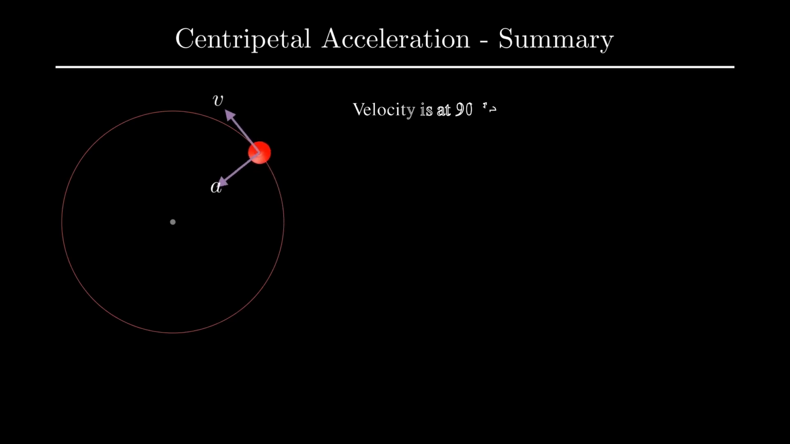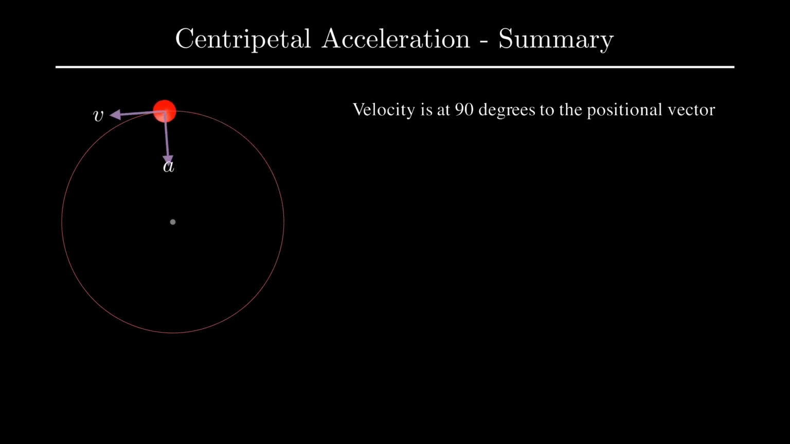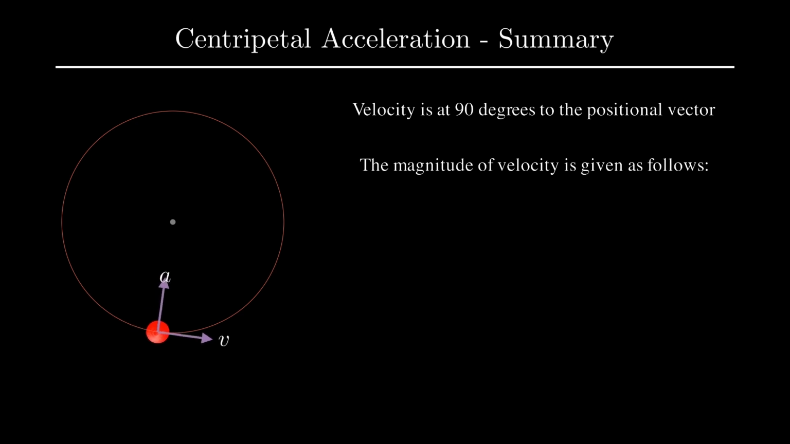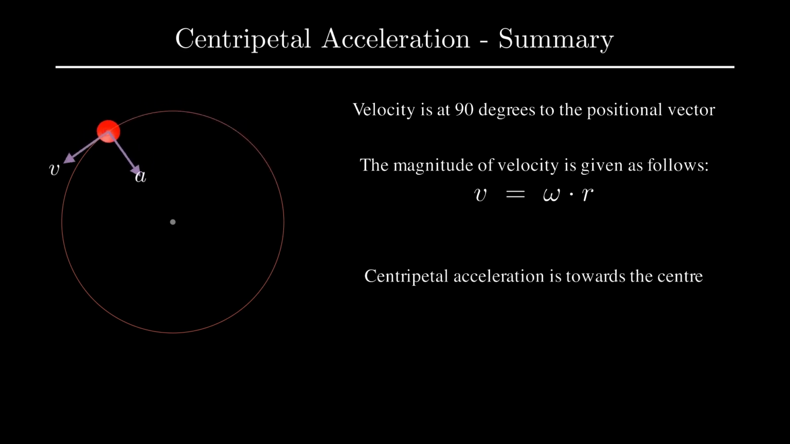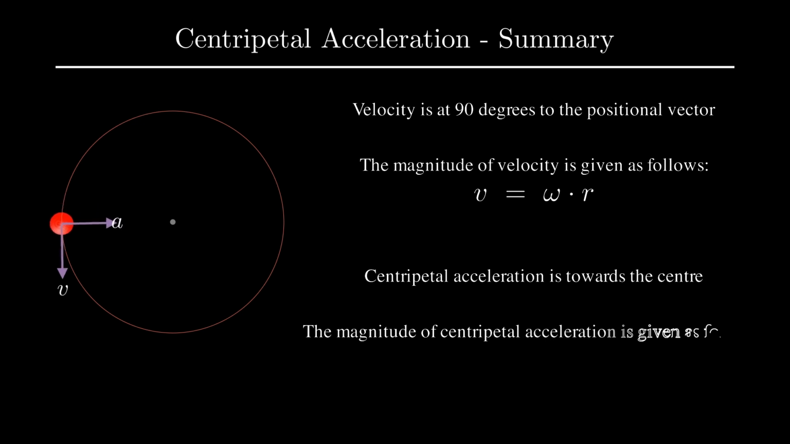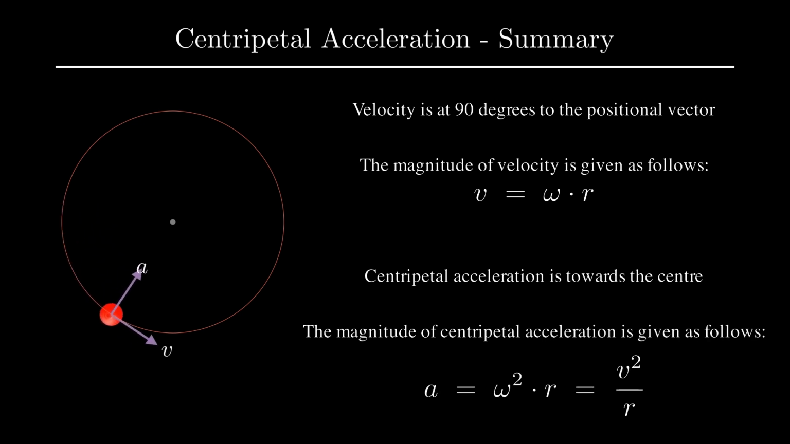Let's recap what we've covered up to now. The velocity of the rotating object is at a 90-degree angle to the positional vector, as demonstrated in the animation. The magnitude of this vector is specified as shown on the screen. We maintain the assumption that the object's angular velocity remains constant throughout. The centripetal acceleration of the object is directed towards the axis passing through the center, about which it rotates.